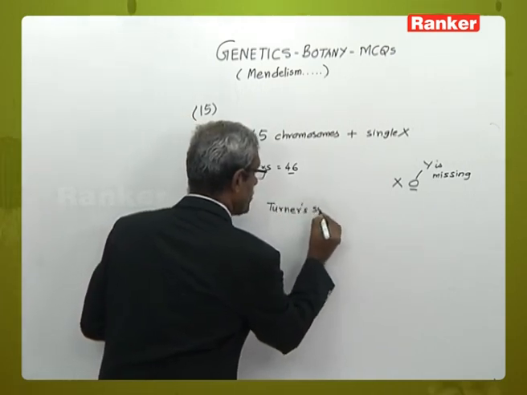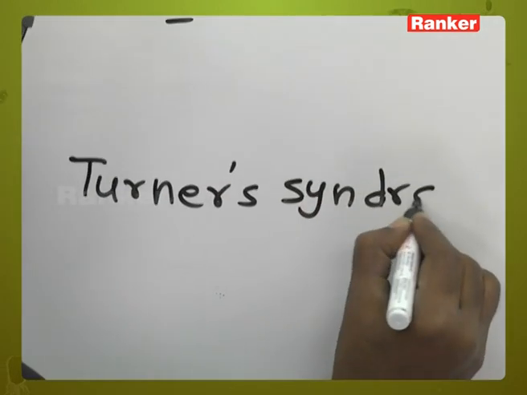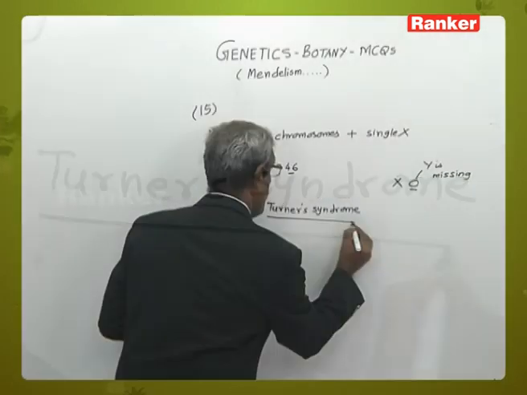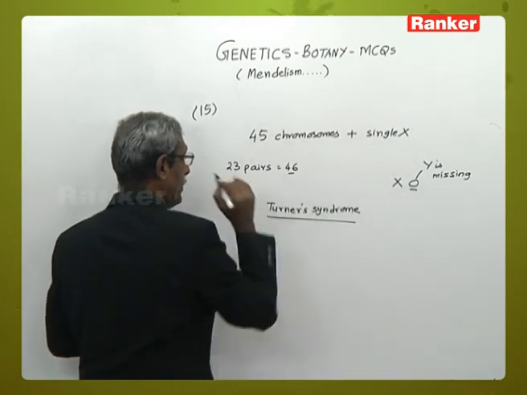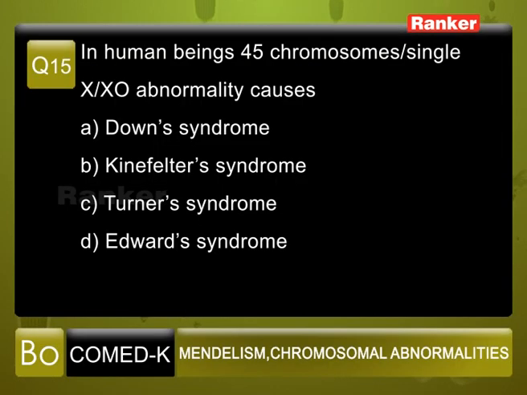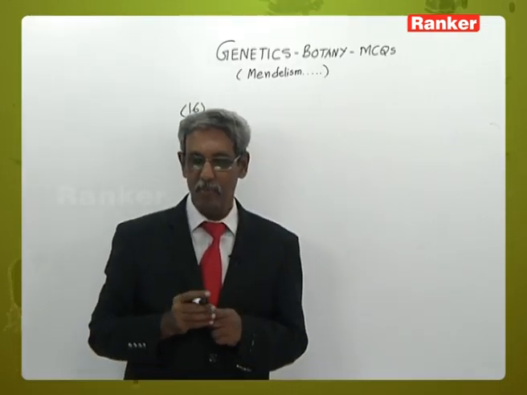This sort of abnormality is predominantly seen in Turner syndrome, as we have already discussed. So in the case of Turner syndrome, there is the presence of a single X with 45 chromosomes. This is an attribute of Turner syndrome, and the correct answer is C. We are going to the Down syndrome.